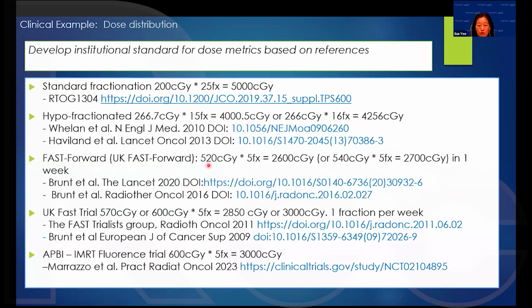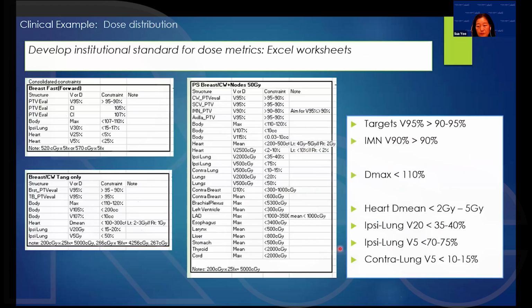UK FAST-Forward, 520 or 570, one fraction per day or one fraction per week for 5 weeks. There's some dose constraint. There's UK FAST-Forward. Oh, this is the one fraction per week. And there's also the APBI IMRT Florence trial, 600 times 5, and there's some dose value. These hypofraction, 500, 600, these dose constraints don't include the nodes. So mainly limiting high dose. When it goes this high, usually the hotspot, we try to make it lower than 107.